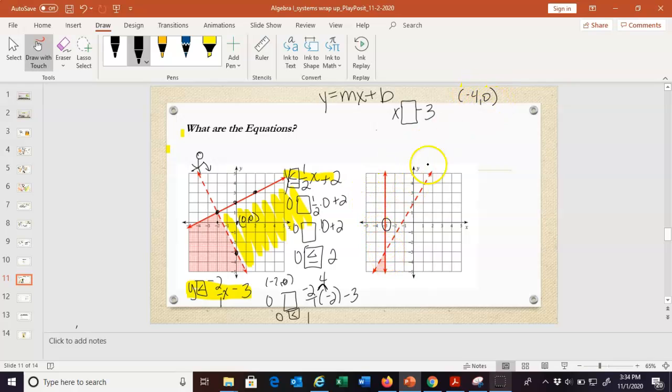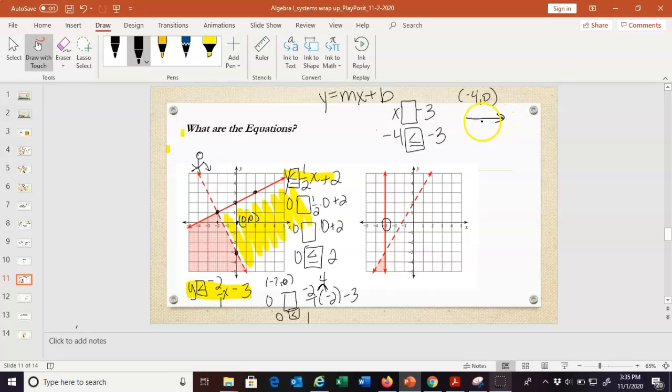And if this is true, that should be true, right? Because it's shaded to the left of that. So if we were to plug in the x, then we would get negative 4 something, negative 3. What would make this true? It would be less than, right? Less than or equal to, because that is a solid line.